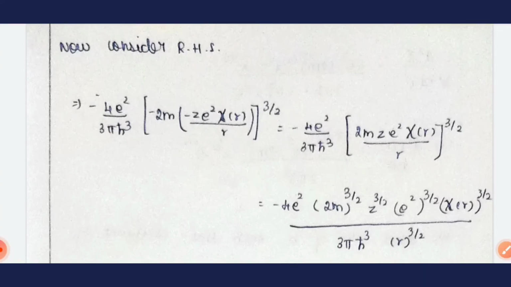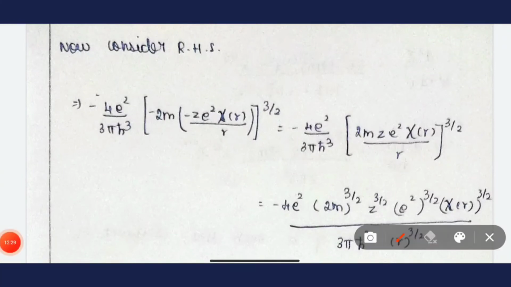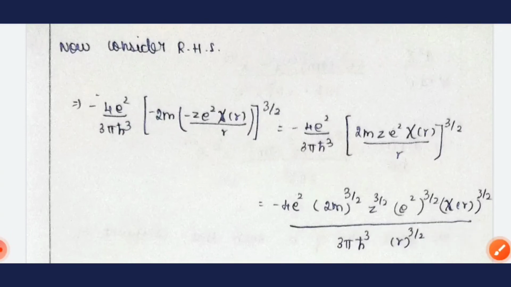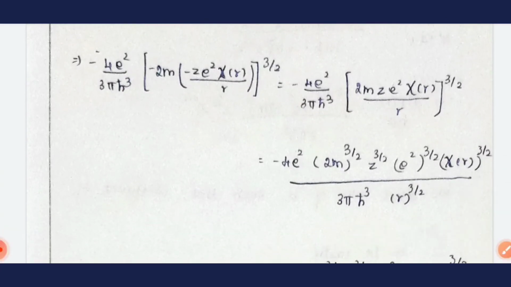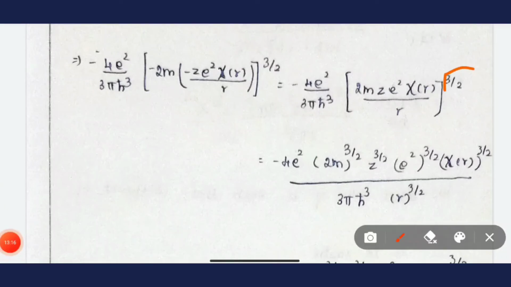So first, we are just going to separate the terms inside the 3 by 2 power. As you can see, there is a minus sign for minus 2m and minus z e square, so this minus and minus will become plus. So next, I'm going to simply apply this power 3 by 2 to all the terms inside the bracket and write them separately.